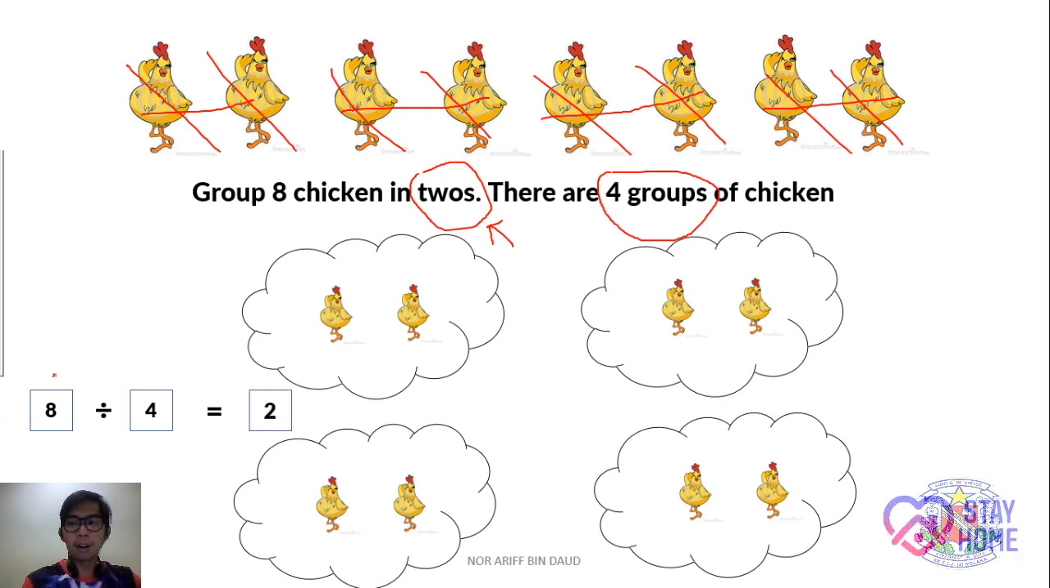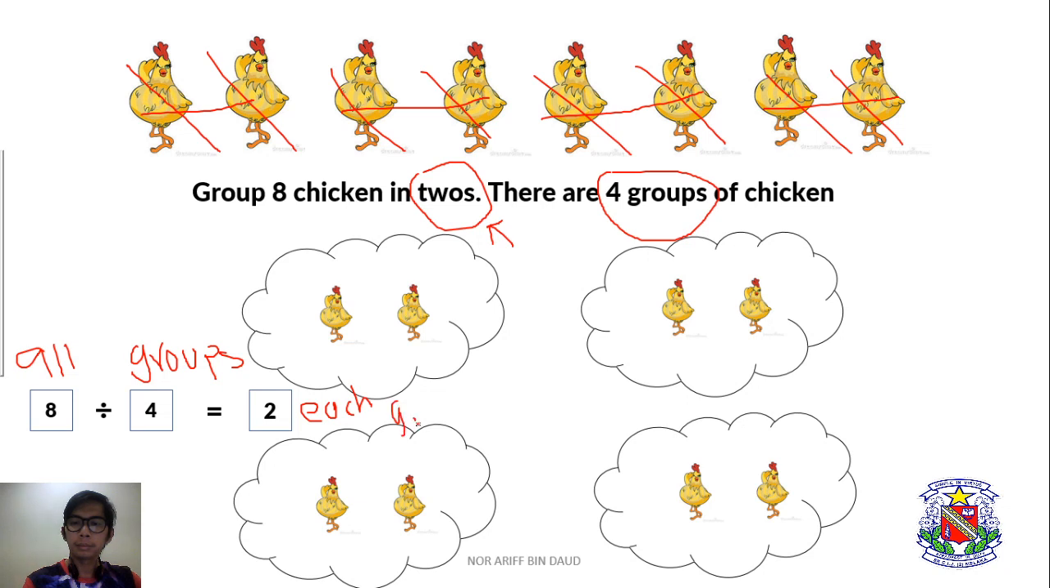8 stands for all chickens. 4 stands for groups. 2 for each group. Okay. Very easy to understand.